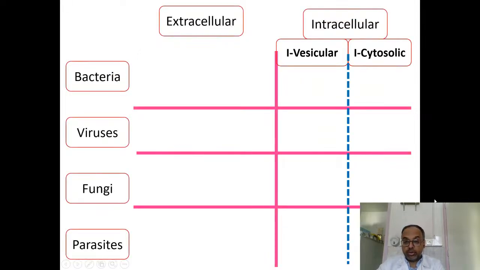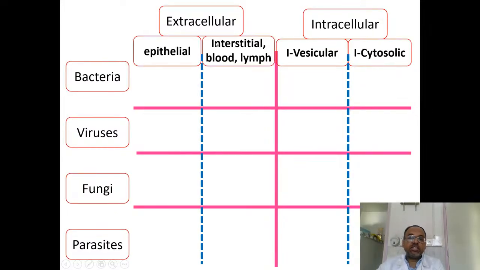So, it's very important for the immune system to see the pathogen inside the vesicle or inside the cytoplasm. So I have to subdivide the intracellular space into intravesicular and intracytosolic. So is the case for extracellular space.